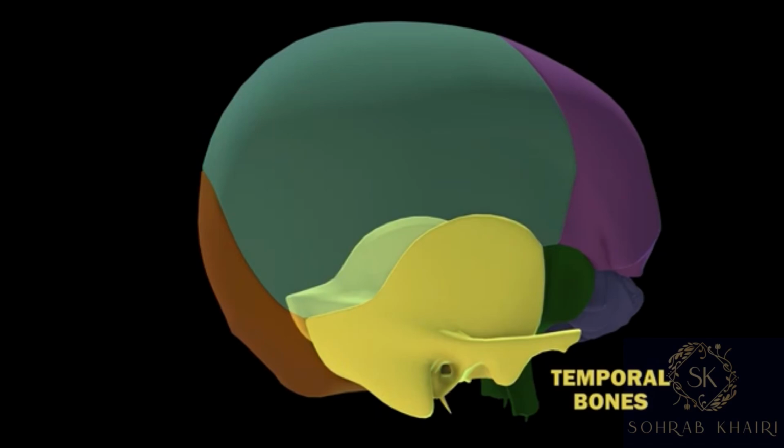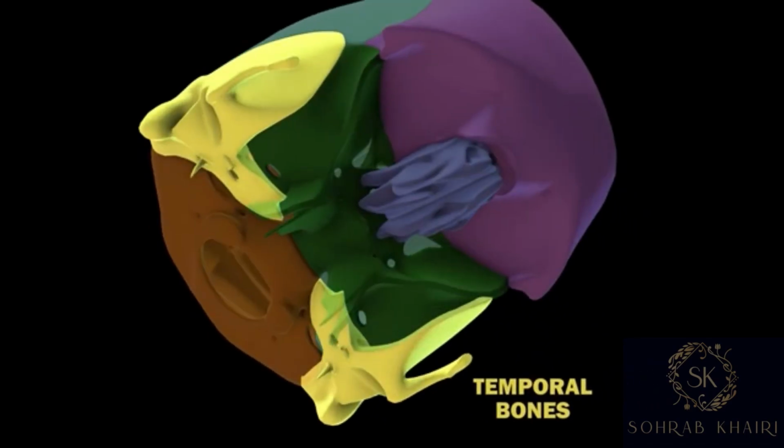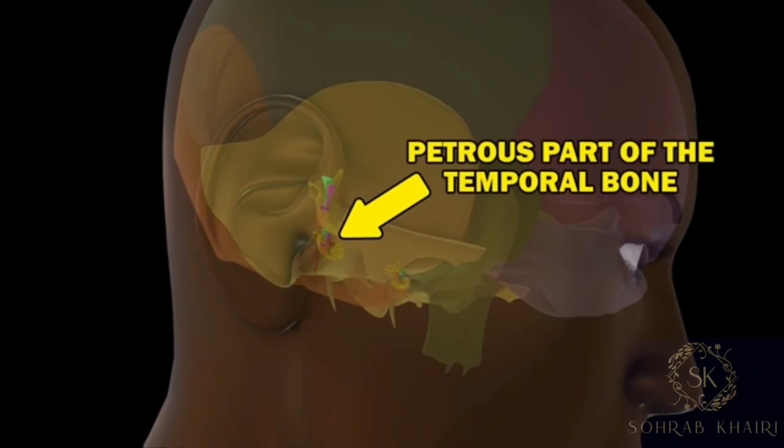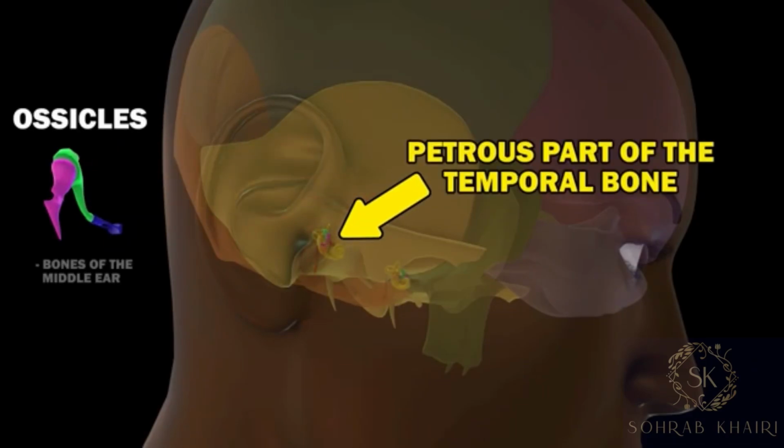The temporal bones can be found at the sides and base of the skull. They are overlaid by what we call the temples. It is inside the petrous part of the temporal bone that we find the ossicles. These are the bones of the middle ear and are the smallest bones in your body. A set of 3 ossicles is found on each side of your head, so there are 6 ossicles in total.